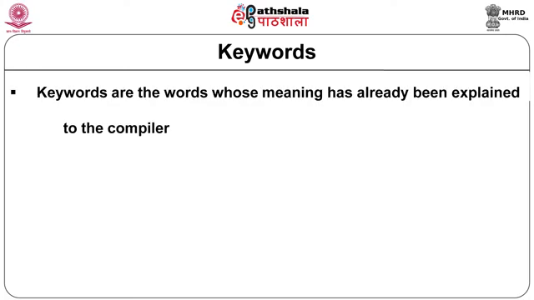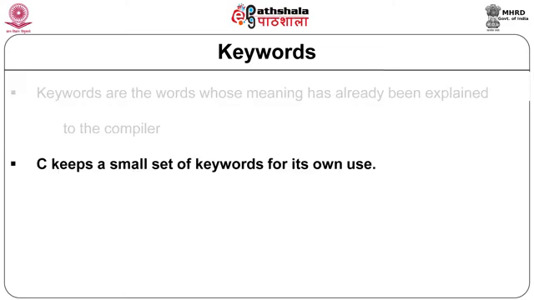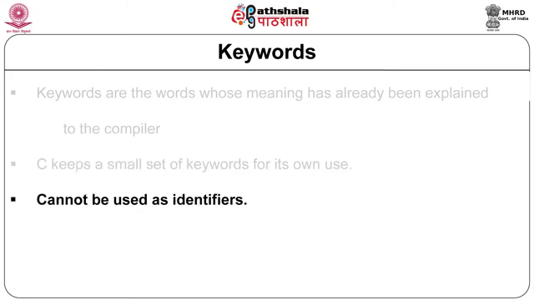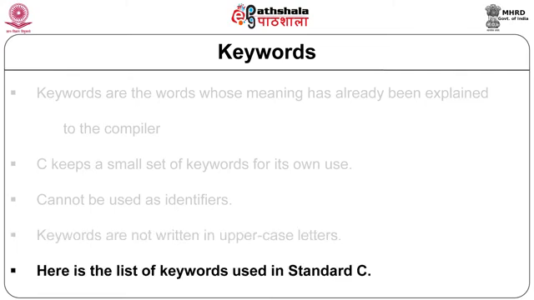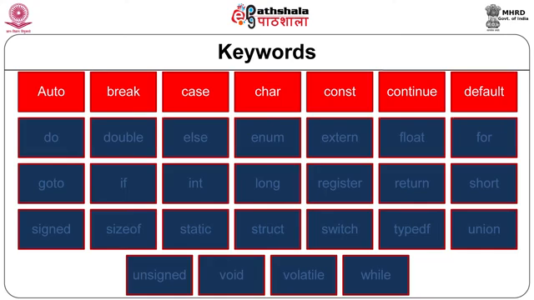Keywords. Keywords are the words whose meaning has already been explained to the compiler. C language keeps a small set of keywords for its own use. Keywords cannot be used as identifiers because keywords and identifiers are different. Keywords are not written in uppercase letters. Here, the list of keywords used in standard C is given as follows. There are a total of 32 keywords used in C language.